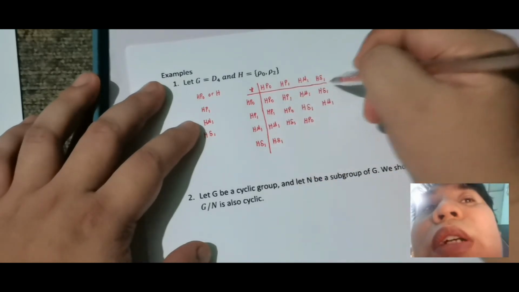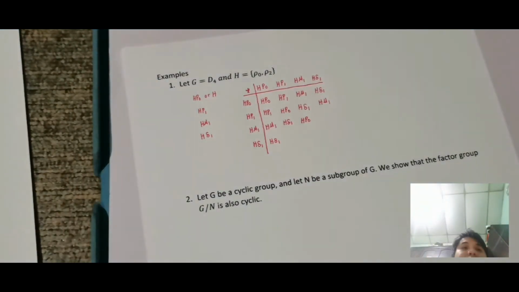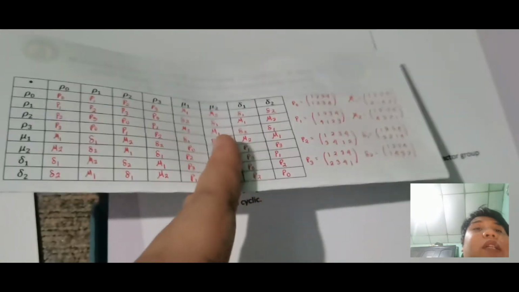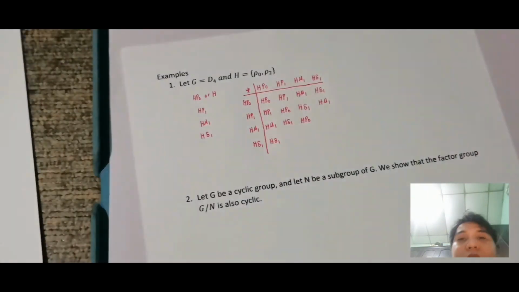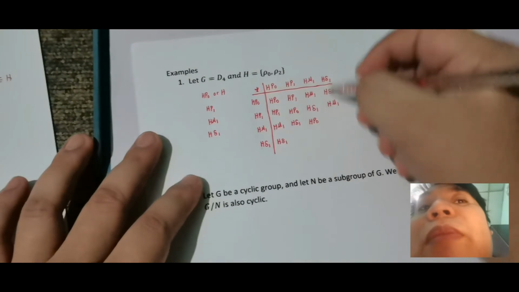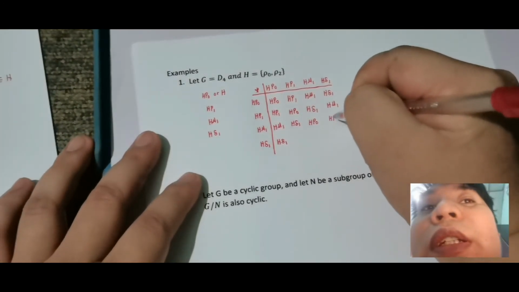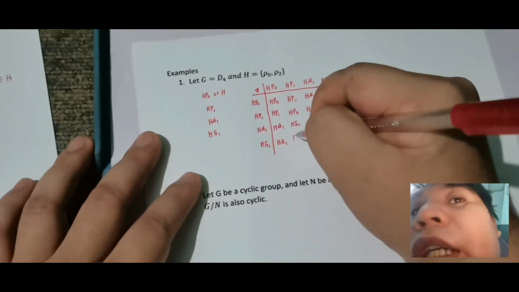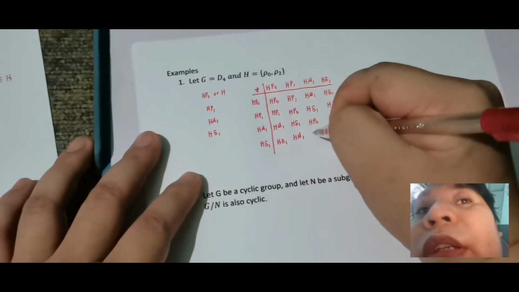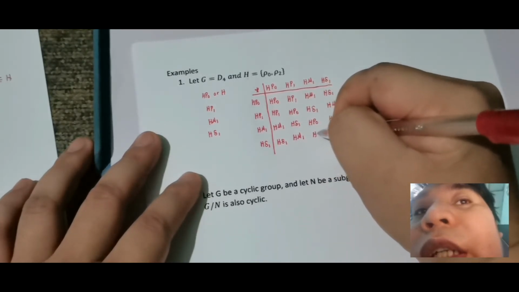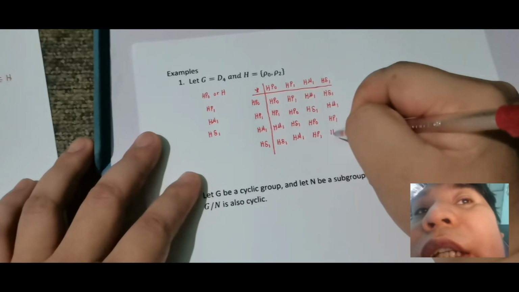Okay, next is H mu 1 H sigma 1. So note that the reflection times reflection is rotation. So dapat ang sagot dyan is H rho 1. So mu 1 asterisk sigma 1, that is rho 1. Okay, so check mo rin dyan. Mu 1 asterisk rho 1, that is sigma 1. So kahit lumabas yung sigma 3, okay lang. Kasi nga parehas lang sila nun. This H rho 1. So obviously ito ay H mu 1. Ito ay H rho 1. And lastly ito ay H rho 0.